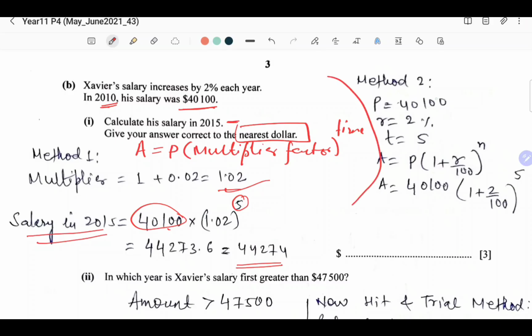Okay, and another method is the compound interest. P is given, R is given, T is given. This is the famous formula of compound interest: A equals P times (1 plus R over 100) to the power T. Just insert all these values and solve, you will get the same answer.